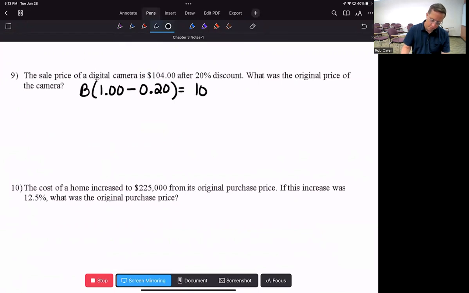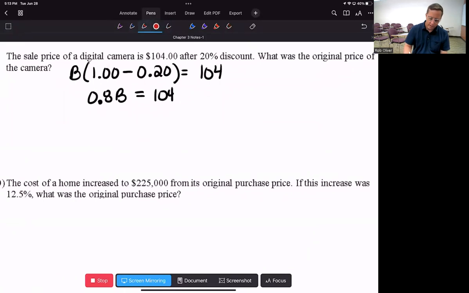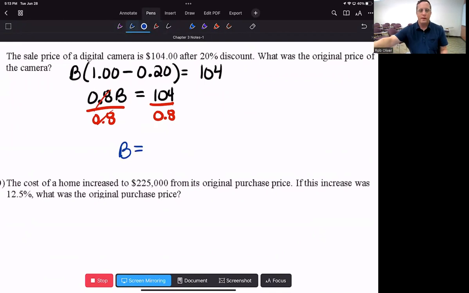And then 104 is going to represent the part. And then 1 minus 0.20 is the same number we got before. We're just doing a different thing here. And we're going to divide by 8/10. 8/10 right there. All right, so we're going to do 104 divided by 8/10.